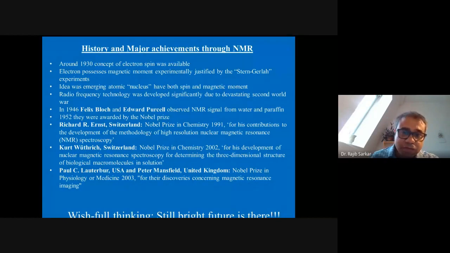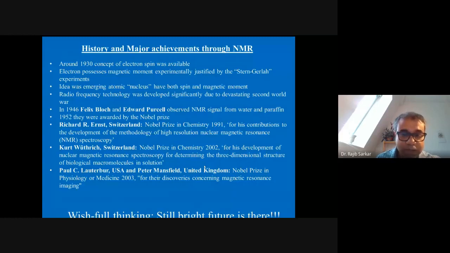Even though NMR was at the outset a technique discovered by physicists, later on it also took hold in chemistry, biology, and in modern days also in medical science. In 1991, Richard R. Ernst from Switzerland got the Nobel Prize in Chemistry for his contribution to the development of the methodology of high resolution nuclear magnetic resonance spectroscopy. And there was another Nobel Prize in Chemistry in 2002 for the three-dimensional structure of biological macromolecules in solution.